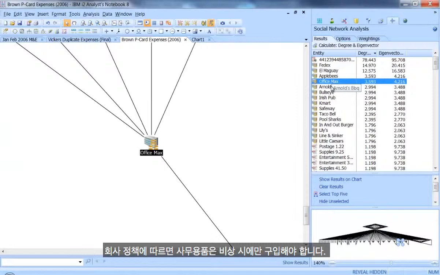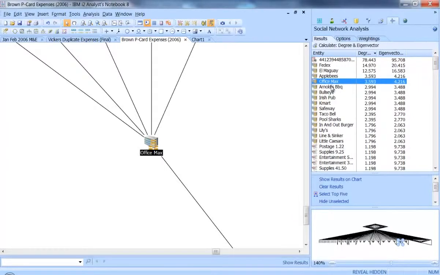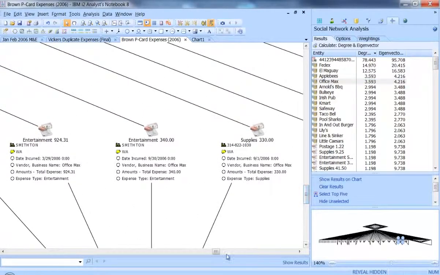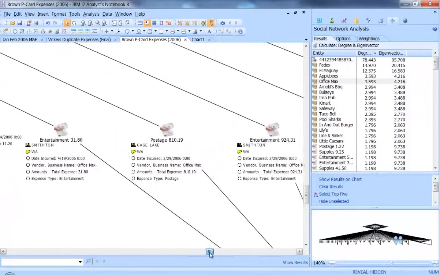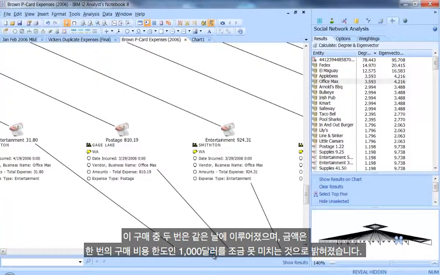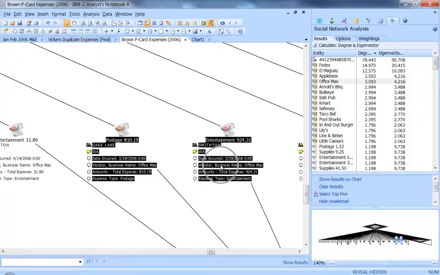Based on policy, office supplies are only supposed to be purchased in an emergency. And in this case, having 6 emergencies in 1 year seems unreasonable. So our analyst looks more closely at these specific purchases. He sees that 2 of them were made on the same day, and that the amounts are just under the single purchase spending limit of $1,000.